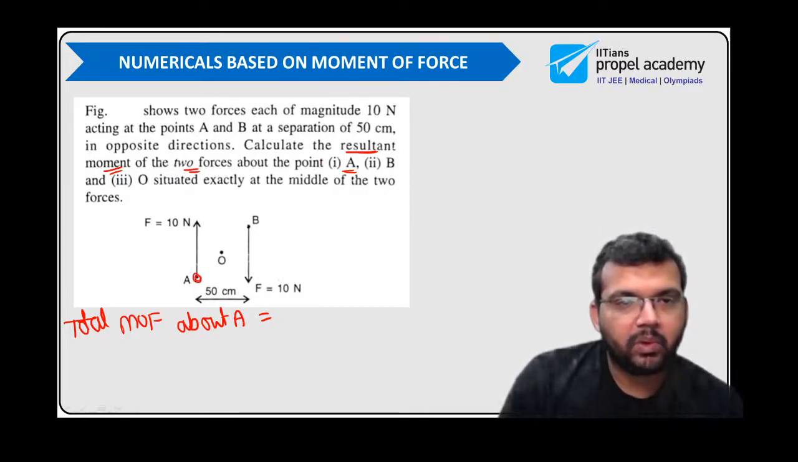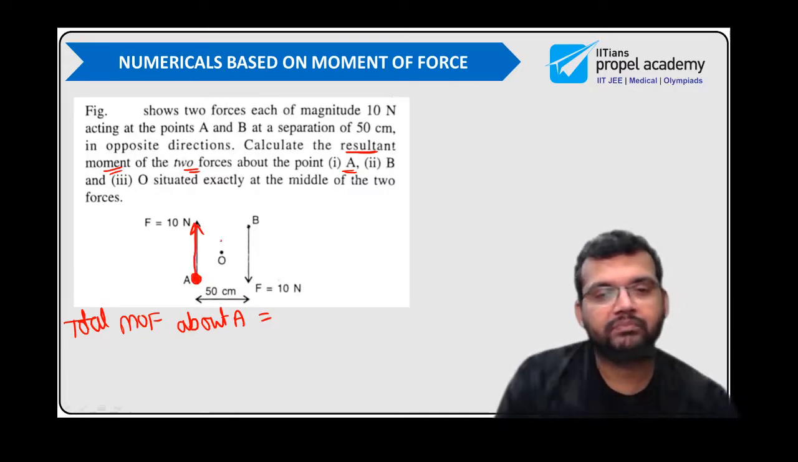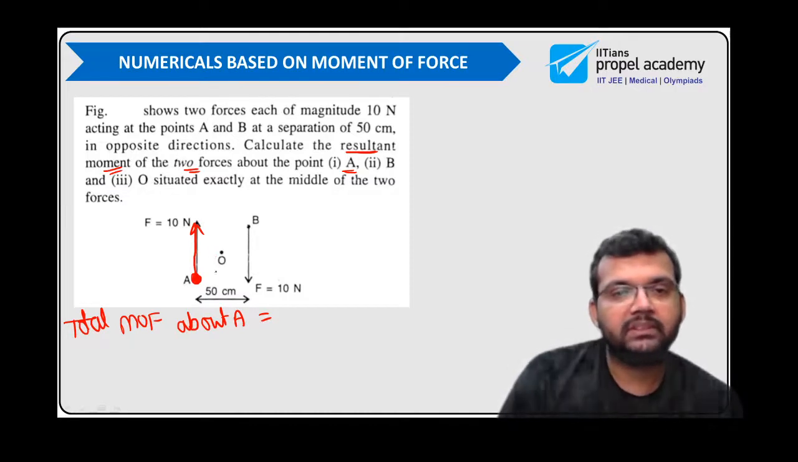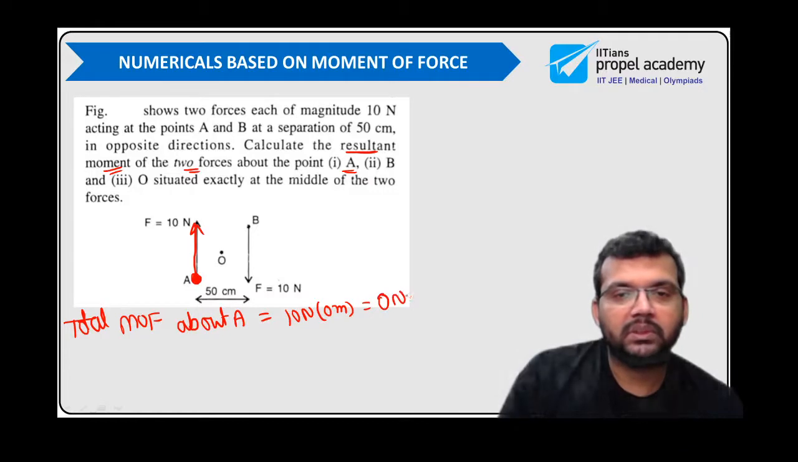So now, there is no perpendicular distance between point A and the force. Which means, the force is 10 newton, but where is the distance? There is no perpendicular distance. So it's 0 meters, which means you have to write 0 newton meter.